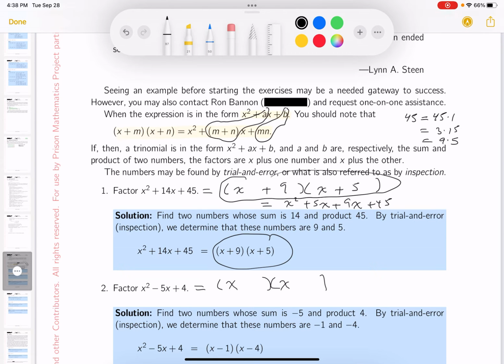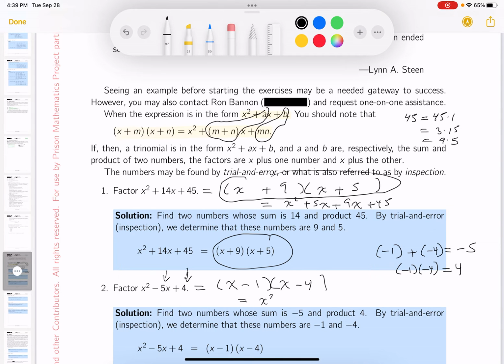That doesn't look too bad to me. Minus 1 plus minus 4 would be minus 5. That's a sum of two numbers, and the product of those two numbers is going to be 4. I want two numbers whose sum is minus 5, and whose product, the same numbers, would be 4. And I just found them. It's going to be minus 1, minus 4. I still would check it.